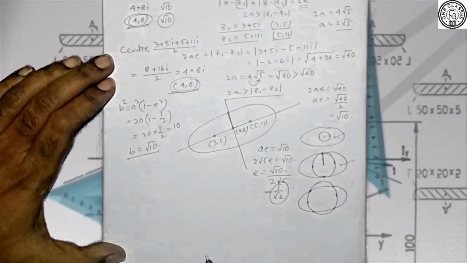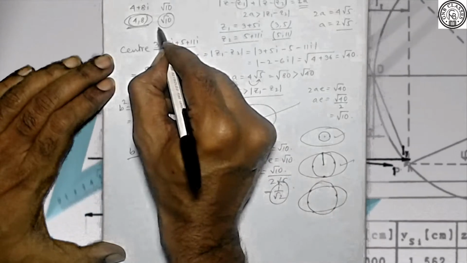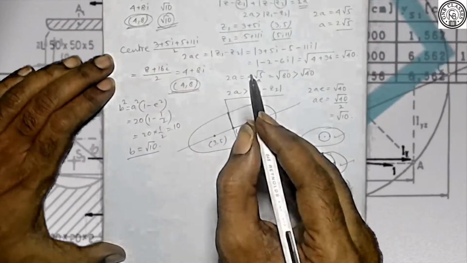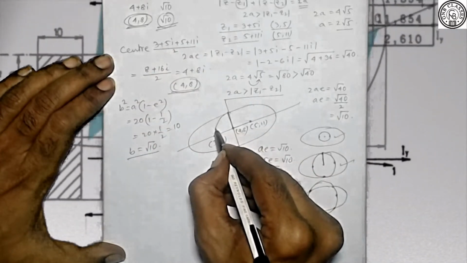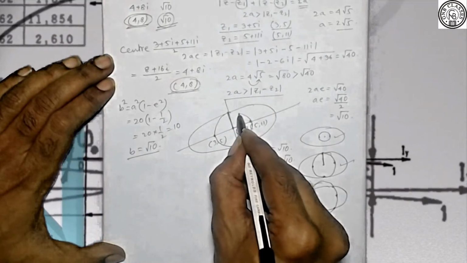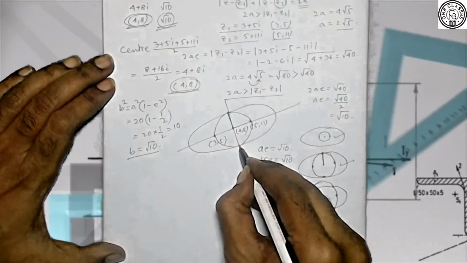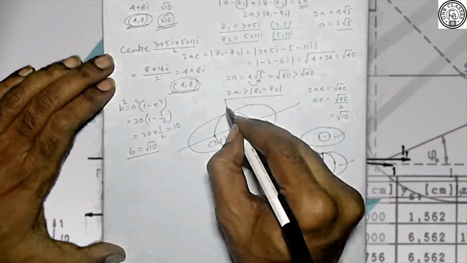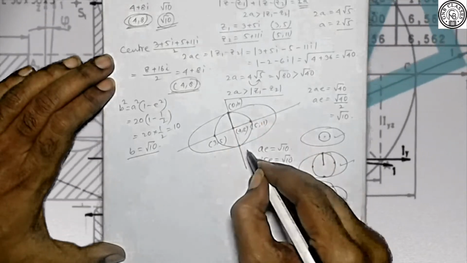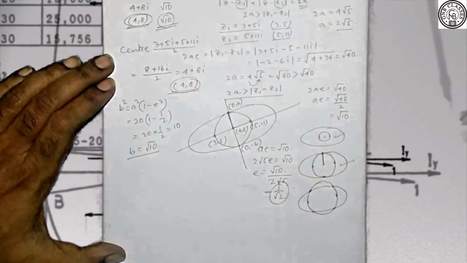B is coming to root 10. That is, this distance is also root 10, which is nothing but the radius of the circle. Therefore, the circle is passing through these foci and touching the ellipse at only 2 points, which are 0, B and 0, minus B. Yes or no?